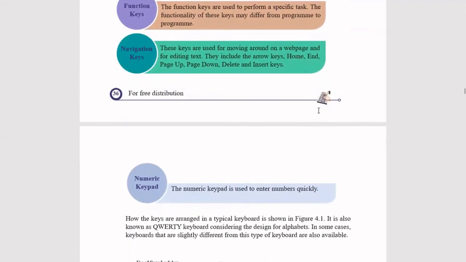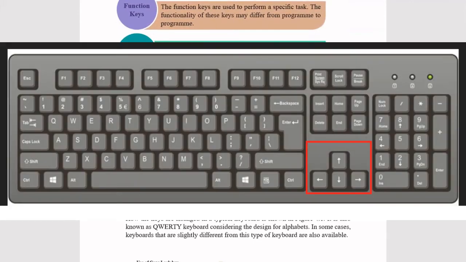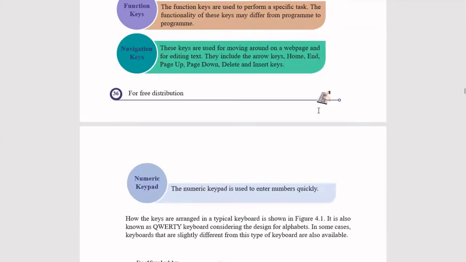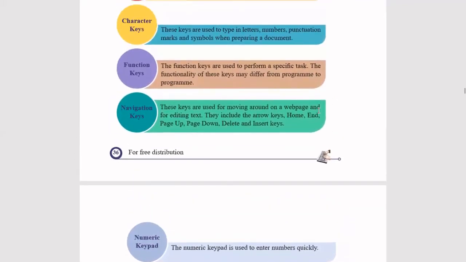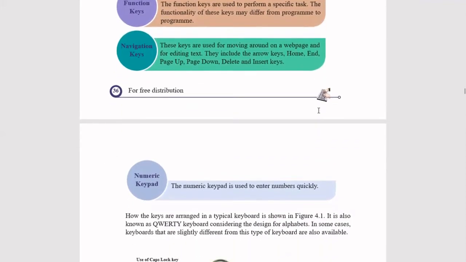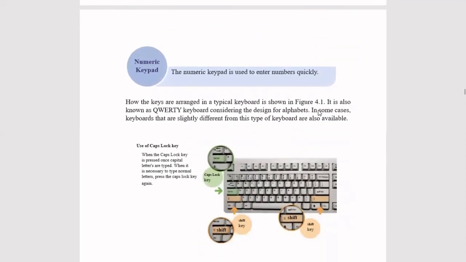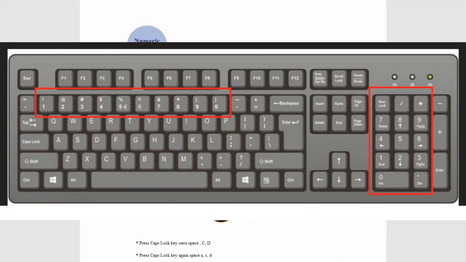Okay, then comes the navigation keys, right? You can see these arrow keys. You can move up, down, left, right, like that. You have home, end, page up, page down, delete, insert. Those things are a kind of navigation support. Again, in the character keys they talked about numbers, but here in the numeric keypad there is a separate place. A full-sized keyboard will have two sets of numbers, right?